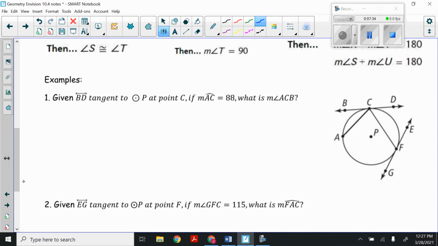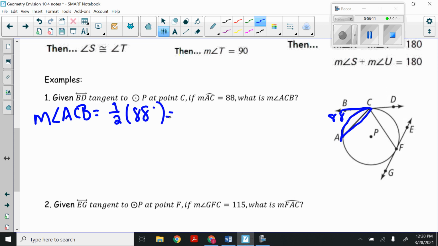So number 1, given that BD is tangent to circle P at point C, that is telling me that's a 90-degree angle. If arc AC, so this arc right here, is 88 degrees, we want to find the measure of angle ACB. That is an inscribed angle of the arc 88, so that's going to be 1/2 of arc 88 degrees. Half of 88 degrees is 44 degrees.